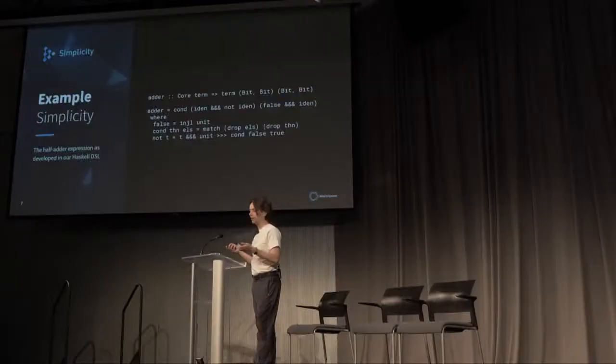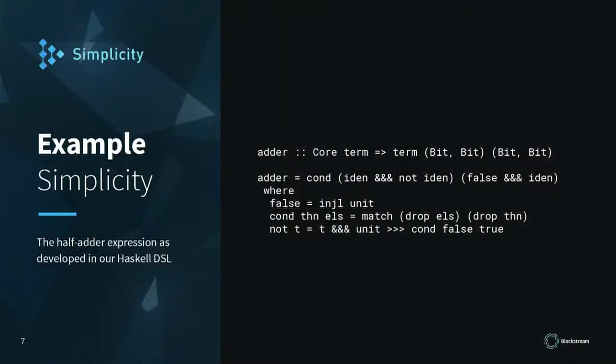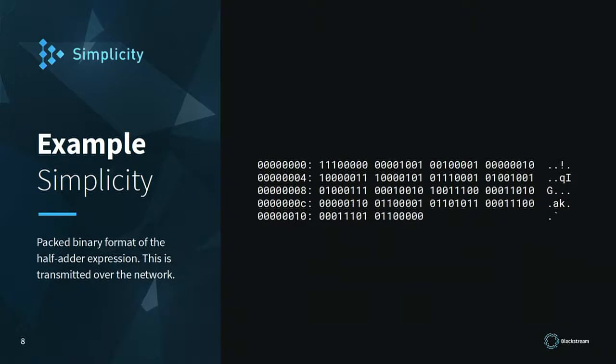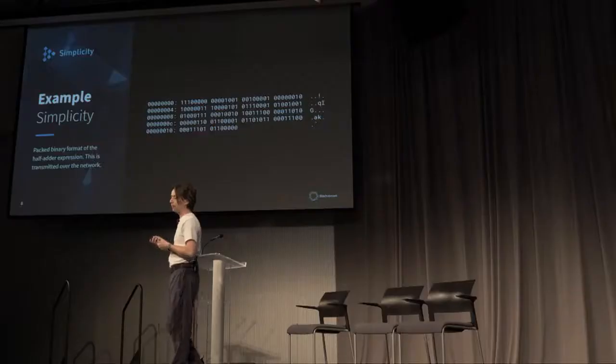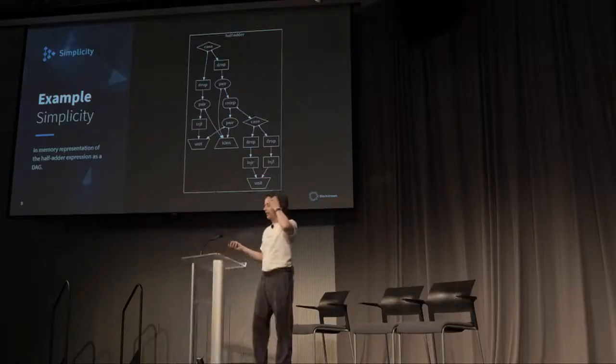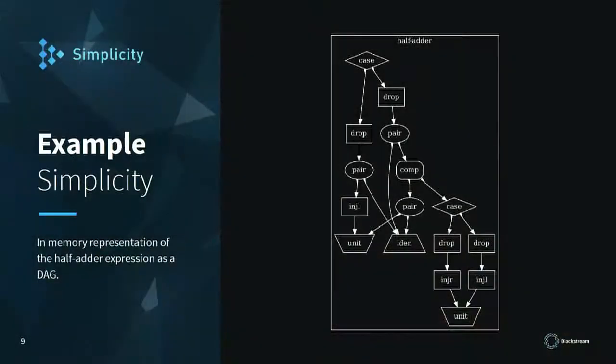In Haskell, you can write it sort of this way. This is the sort of domain-specific language I use to generate simplicity expressions. But it gets compiled down to a concise sort of binary format. This is something you would transport over the network for your simplicity program. And when your node receives a simplicity program over the network, it reconstructs an internal memory representation of that simplicity expression as a DAG. And we can see some of the sharing that's going on here, right?